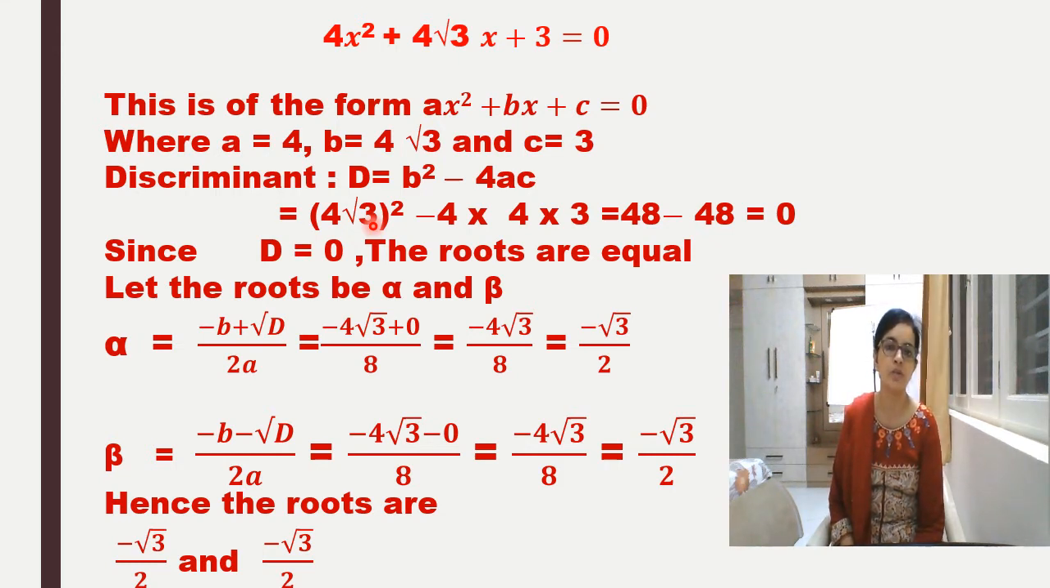Root 3 whole squared means root 3 into root 3. What is root 3 into root 3? It is equal to 3. So 16 into 3 is 48, which is over here. 48 minus 4 fours are 16, 16 threes are again 48. So 48 minus 48 is 0.